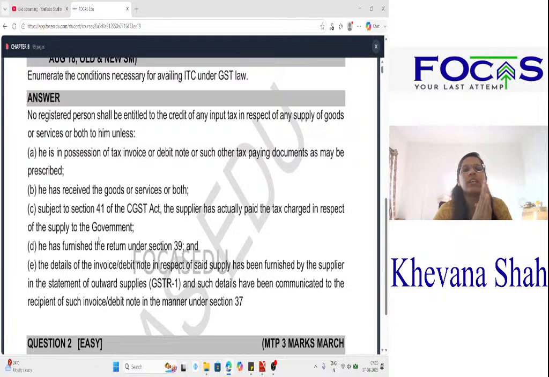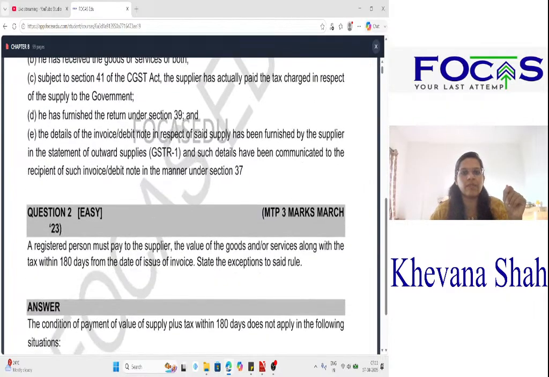Then your return under section 39 should have been filed properly. The details of invoice or debit note in respect of said supply should have been furnished by the supplier in the statement of outward supplies. So GSTR 1 should be properly filed and these details should be communicated to the recipient to have such invoice or debit notes in the manner as is prescribed under section 37.